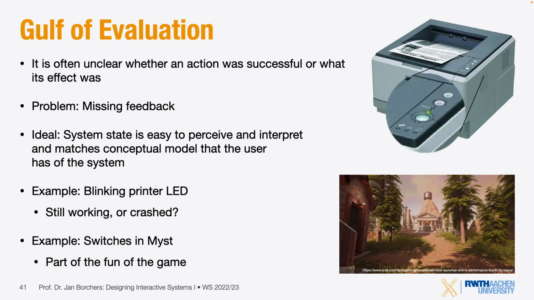Oftentimes, not just with this headset, it's unclear whether an action was actually successful or what its effect was. And the problem here is missing feedback. Norman talks about feedback quite a bit. It's an important part of the visibility concept. And in an ideal situation, you've got your system that gives you the system state clearly visible and also easy to interpret. And the way that it's done actually matches your conceptual model of the system, right? If that works out, great, we're covered.